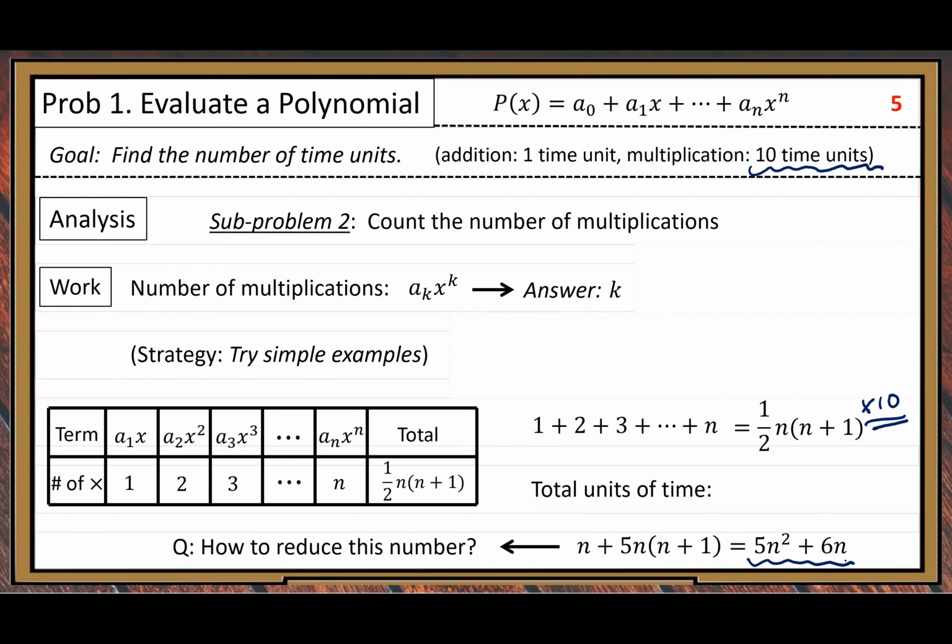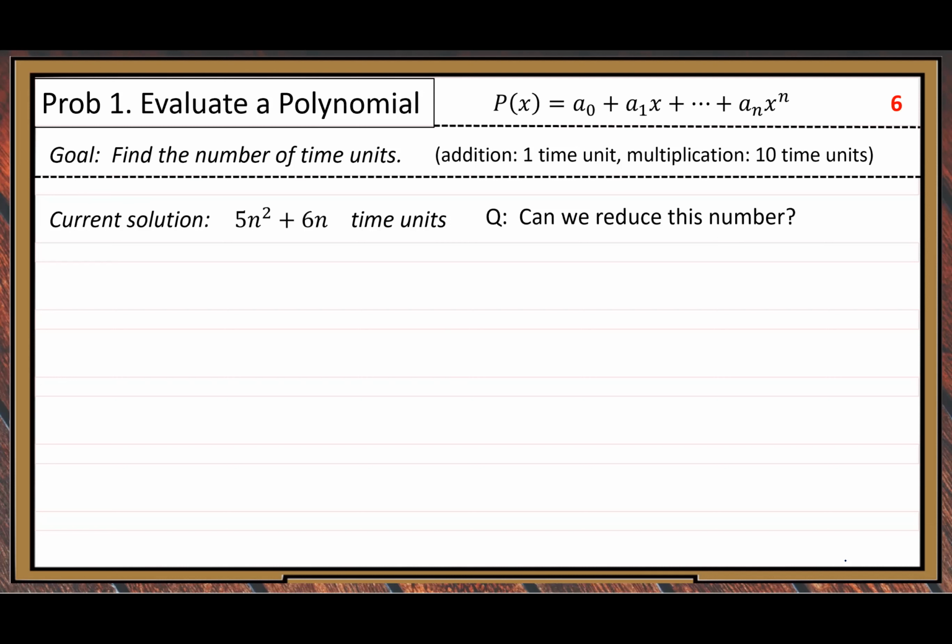But after we find the answer, the first question when we work on an algorithm problem: every time after we find one solution, we always need to ask ourselves, can we improve our algorithm? At least you need to think about this question. So here, we raise this question, how to reduce this number? At least we need to make some effort to reduce this number. We need to try it. So the next question: we try to reduce that total number of time units, that expression, 5n squared plus 6n. Can we do better than this?